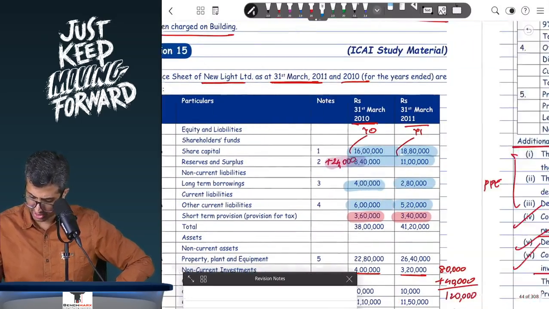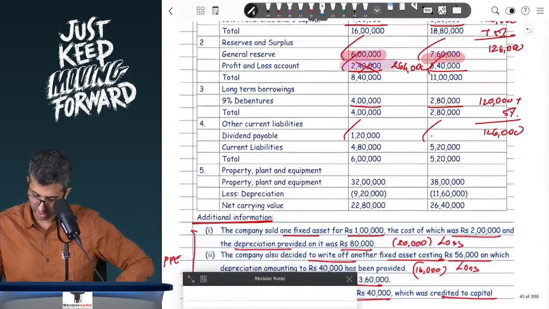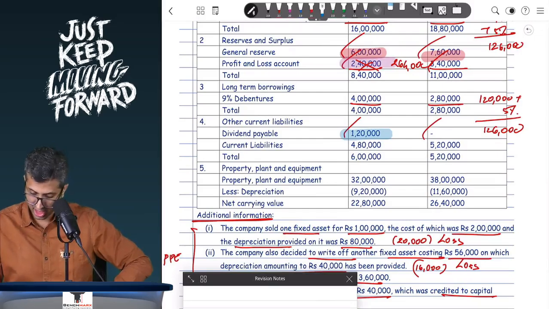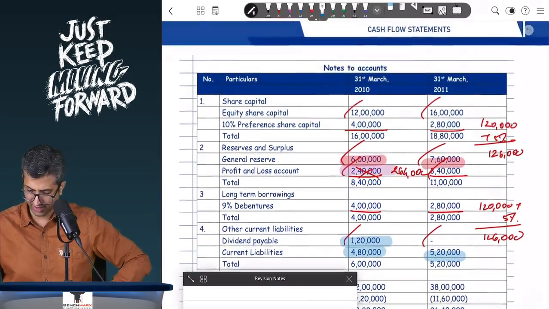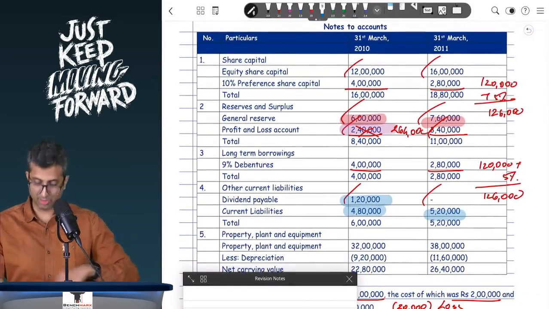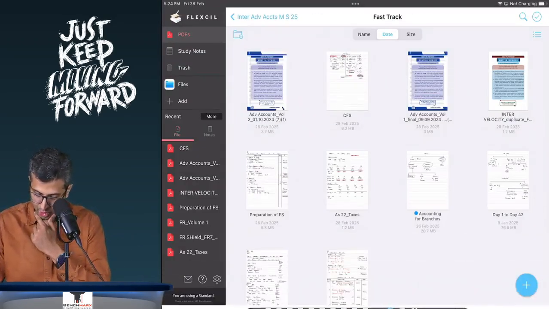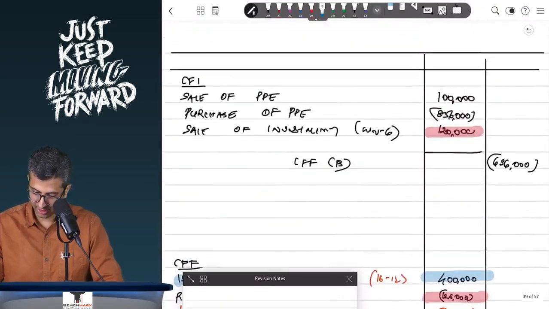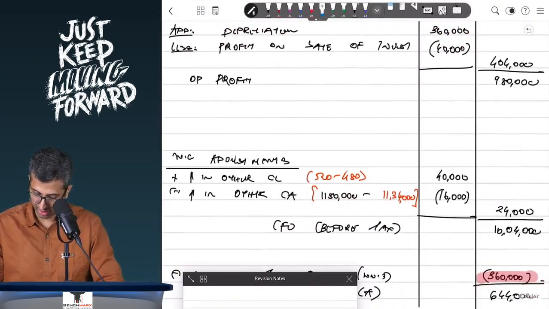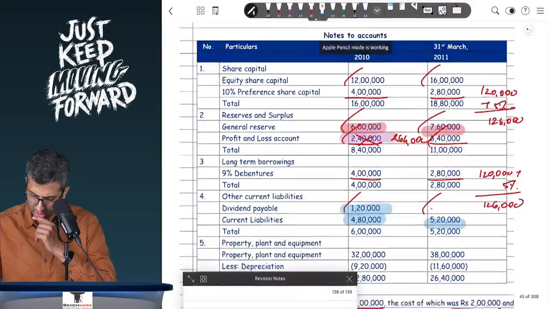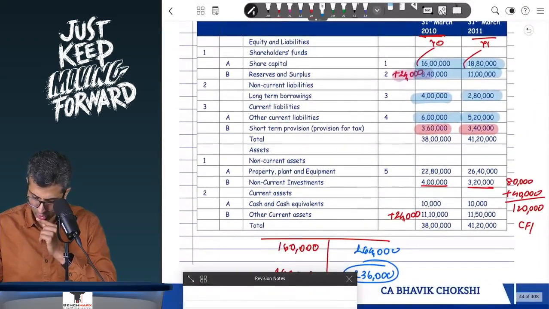Other current liabilities, if I look at note 4, within the other current liabilities, dividend of 1,20,000 will come within the financing, and this 480, 520, whatever the difference is, increase of 40,000 will be as a part of working capital adjustments. So if you see over here, 1,20,000 will be dividend paid, and in working capital adjustments 40,000 will come. Okay, next you will go to PP.